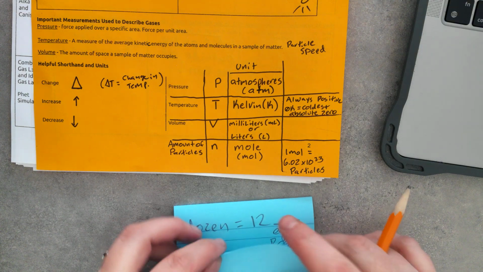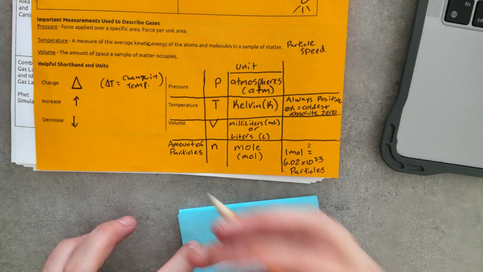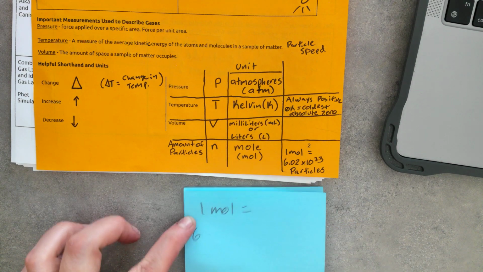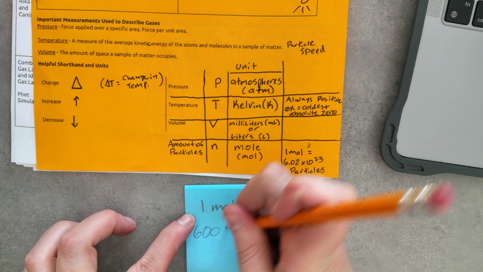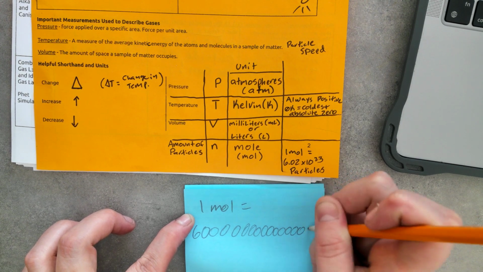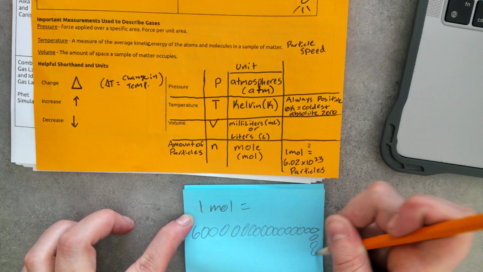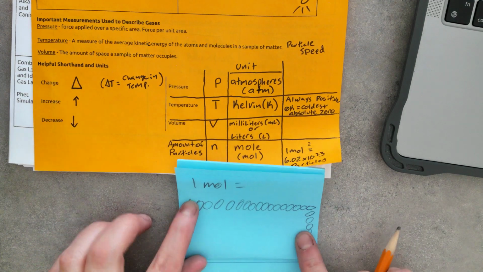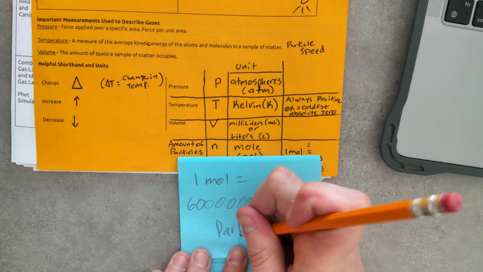For the mole, 1 mole is equal to 6 with 23 zeros after it. 1, 2, 3, 4, 5, 6, 7, 8, 9, 10, 11, 12, 13, 14, 15, 16, 17, 18, 19, 20, 21, 22, 23. That many particles.